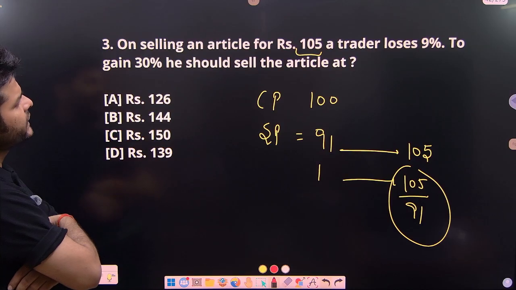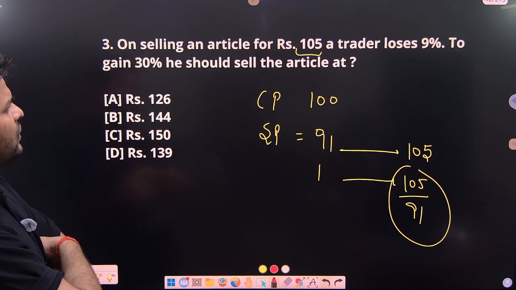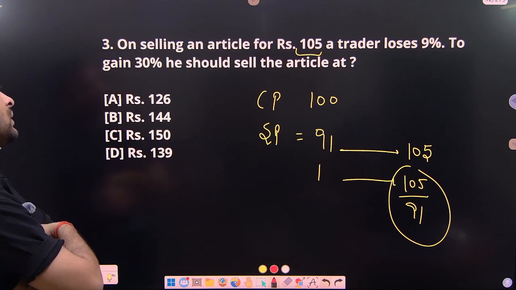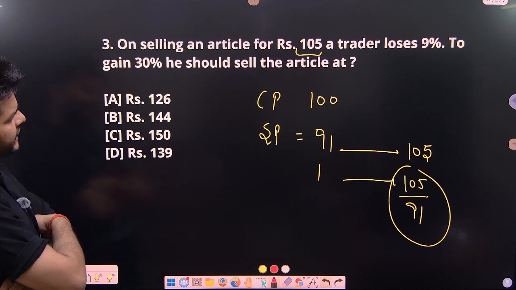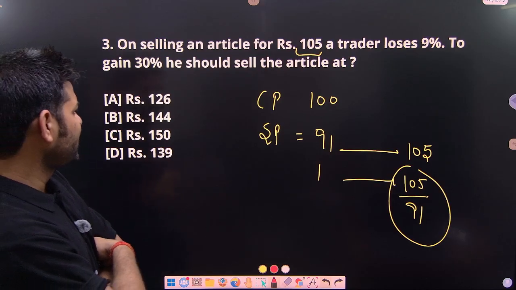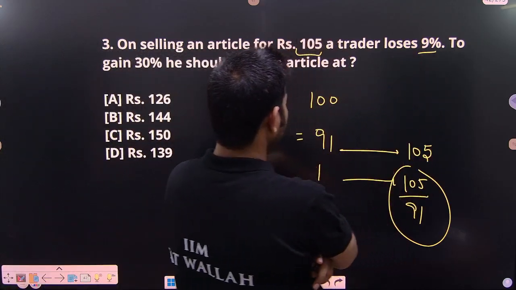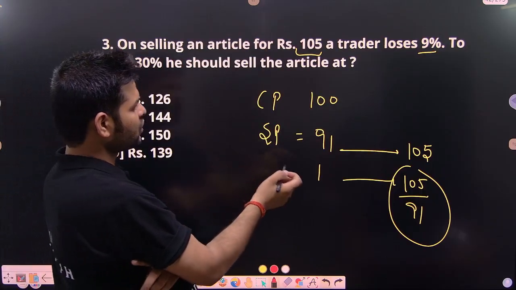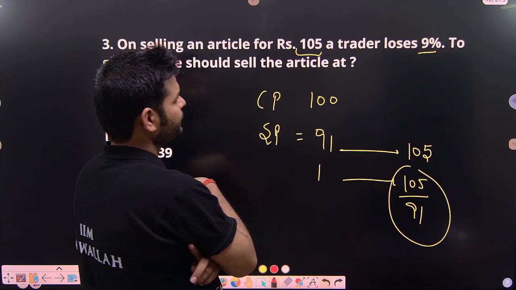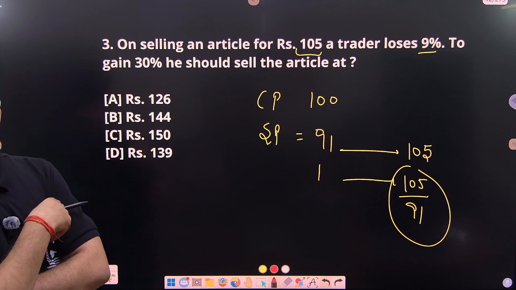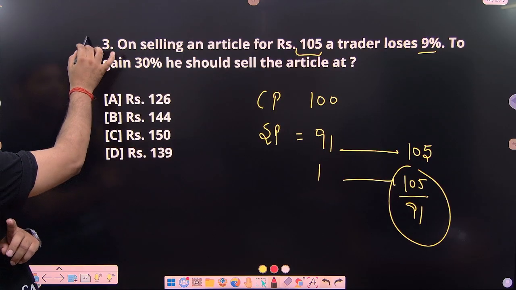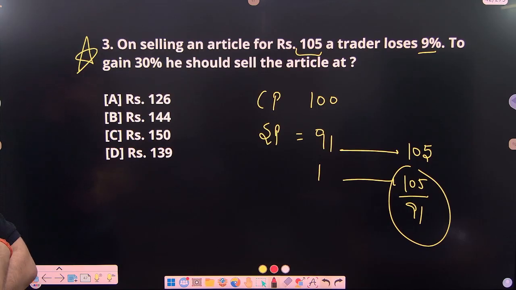On selling an article for rupees 105, a trader loses 9%. To gain 30%, he should sell this article. Is this value correct or not? Otherwise, that value should definitely be cancelled out. Let me check, guys. You need to mark this question, I will check it definitely. Okay, next one.